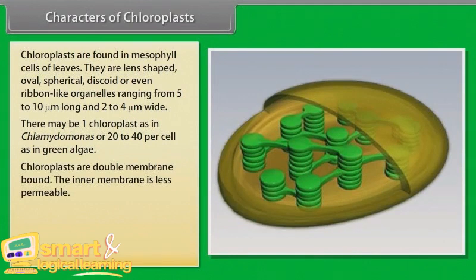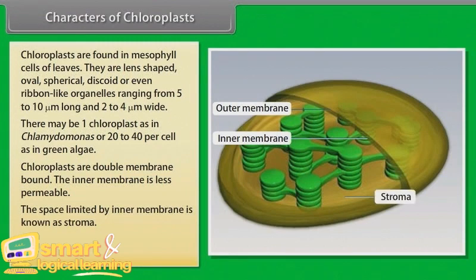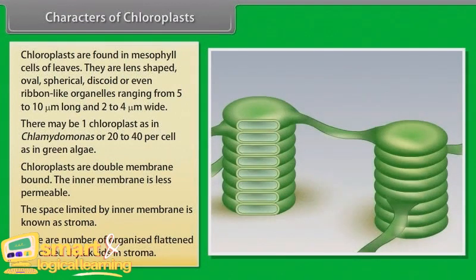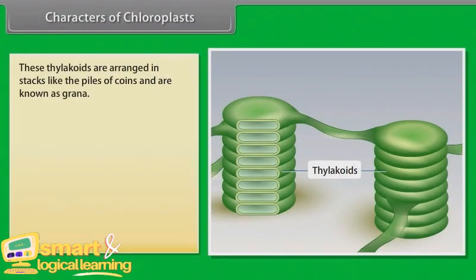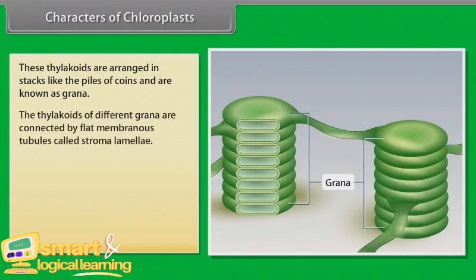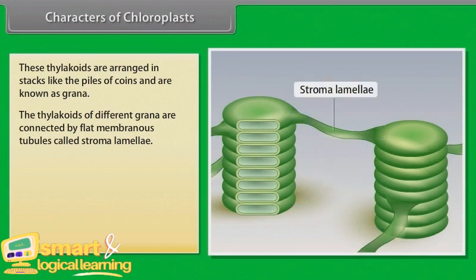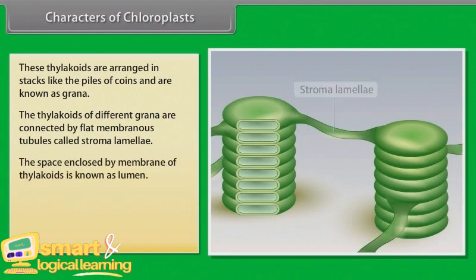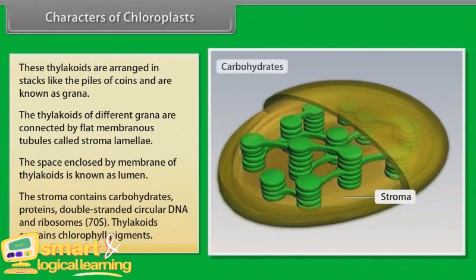Chloroplasts are double membrane bound. The inner membrane is less permeable. The space limited by the inner membrane is known as stroma. There are a number of organized flattened sacs called thylakoids in the stroma. These thylakoids are arranged in stacks like piles of coins and are known as grana. The thylakoids of different grana are connected by flat membranous tubules called stroma lamellae. The space enclosed by the membrane of thylakoids is known as lumen. The stroma contains carbohydrates, proteins, double-stranded circular DNA, and 70S ribosomes. Thylakoids contain chlorophyll pigments as well.